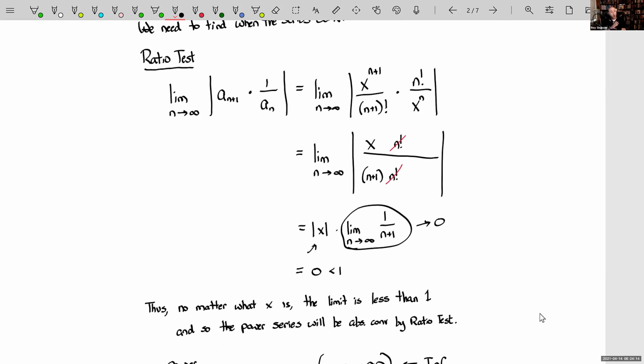So it'll converge for all values of x. If you let x equal 27, well, 27 times 0 is still 0. So the ratio test still shows that the limit is less than 1. If you put in 27 million, still 27 million times 0 is 0. And so that limit's still less than 1. So you still have convergence. So it doesn't matter what your x value is. Yeah. Now I'm going to show you probably one of the most impactful pieces.